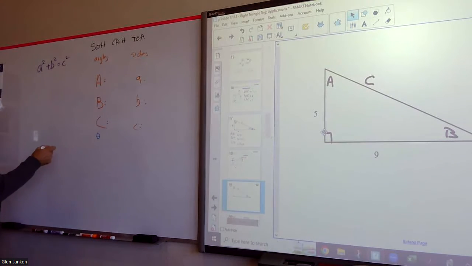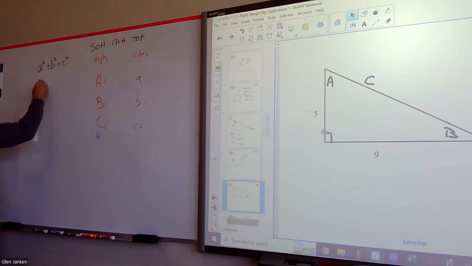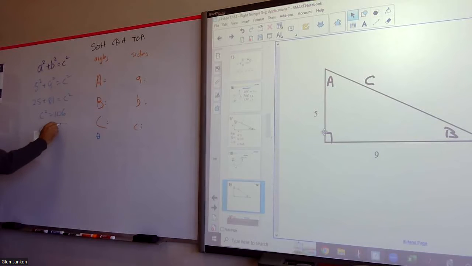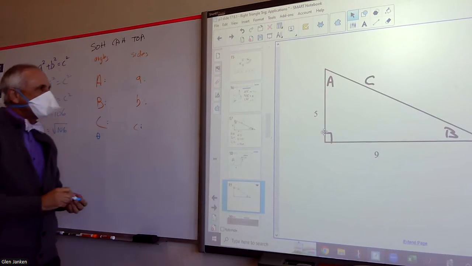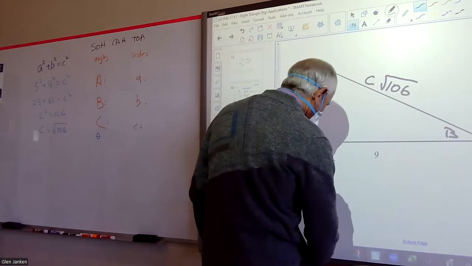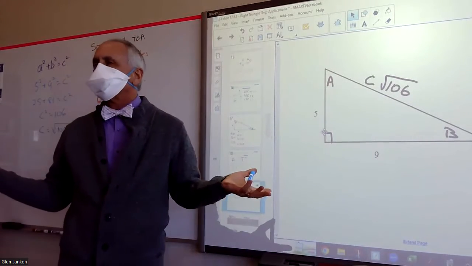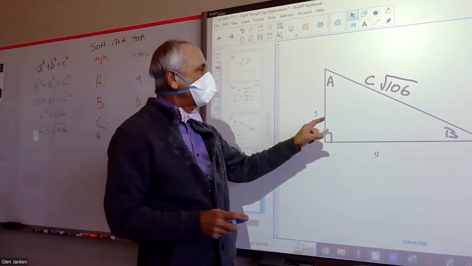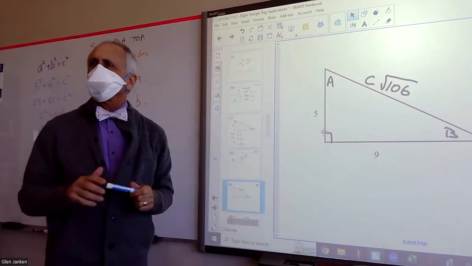So I'm going to go 5 squared plus 9 squared equals C squared. So I have 25 plus 81 equals C squared. That C squared equals 106. Any perfect squares in 106? No. Okay, so then C is equal to radical 106. So I'll write that over here on my diagram. Now that looks like kind of a big number, right? But the square root of 100 is just 10. So I have a 5, 9, and a little bit bigger than 10. That makes some sense.